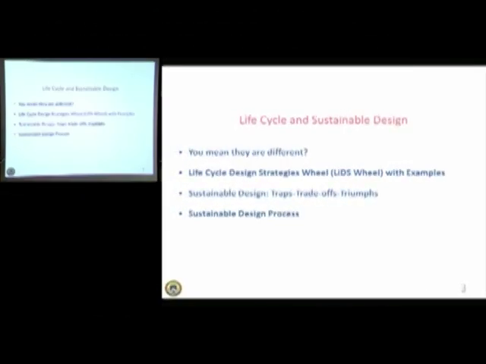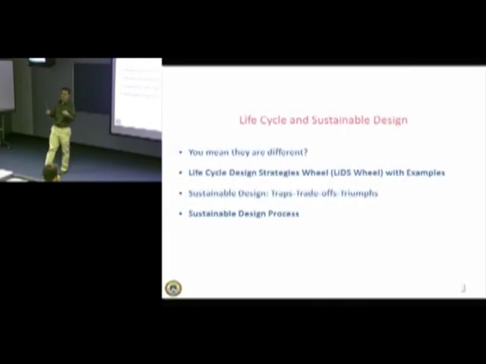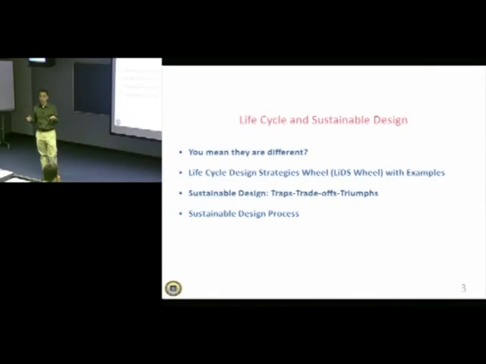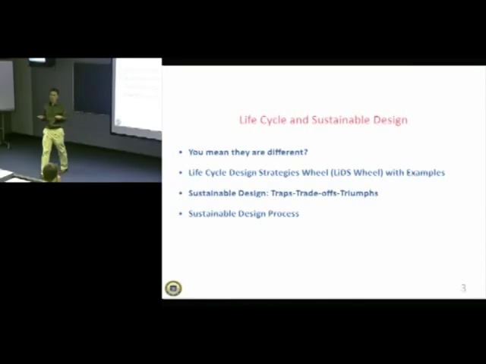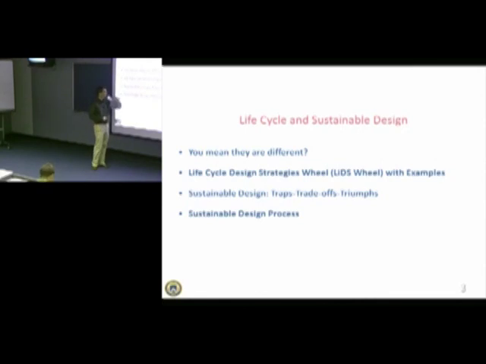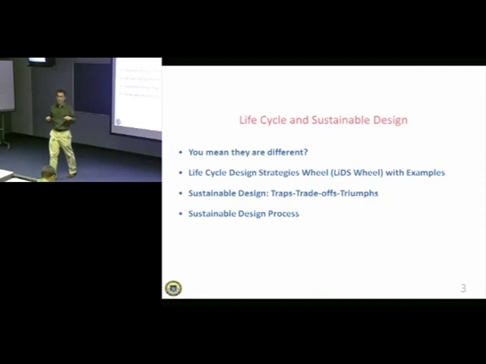Sustainable design, thinking about the model. We already presented the model for sustainable design. Here I probably should have written environmentally sustainable design. We'll introduce the idea of traps, trade-offs, and triumphs as a way of thinking about environmentally sustainable design. And then we'll talk about sustainable design processes that might be successful, say, in an organizational or industrial context. Okay? So that's where we'll start.